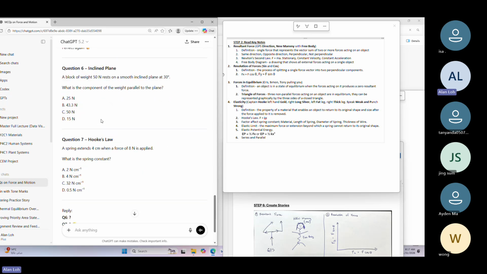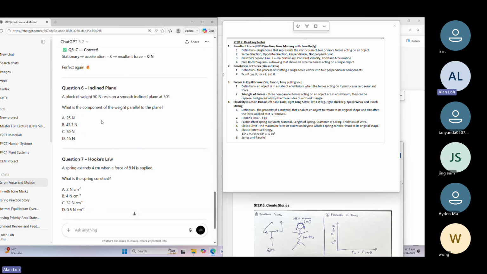So far, so good. Okay, number 6. Whose turn is this? Jingsam and Xingling. Jingsam, number 6. Xingling, number 7. Drawer, answer. Which drawer? Which answer?